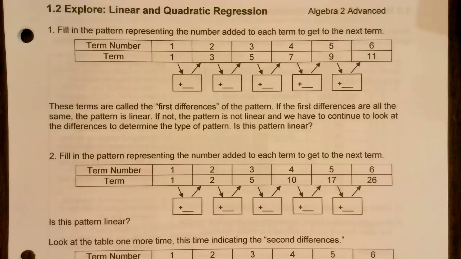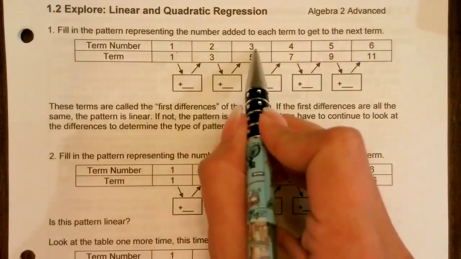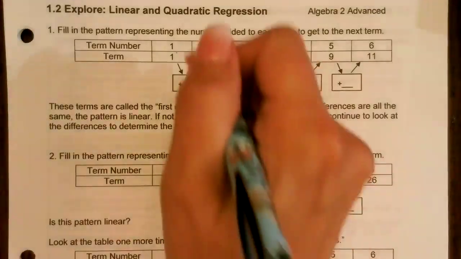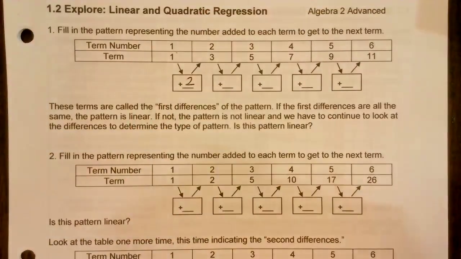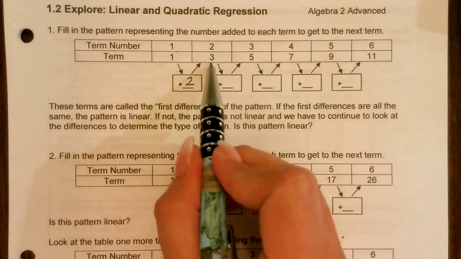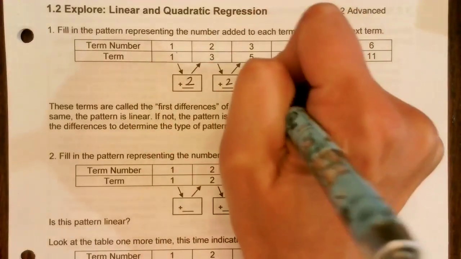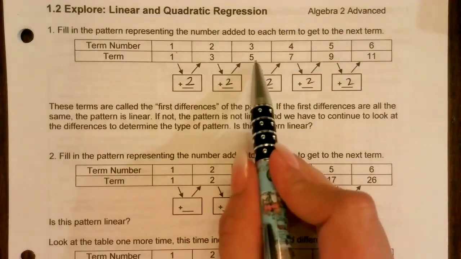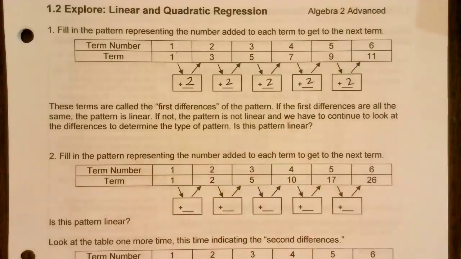On this first one here, they gave us the term numbers and the term, and it's asking us for the differences. It says these terms are called the first differences. Since these are all an equal distance away, I just need to look at the y values differences. This would be a +2 to get from 1 to 3, and then again, a +2, +2, +2 as we go from 3 to 5, 5 to 7, 7 to 9, and 9 to 11.